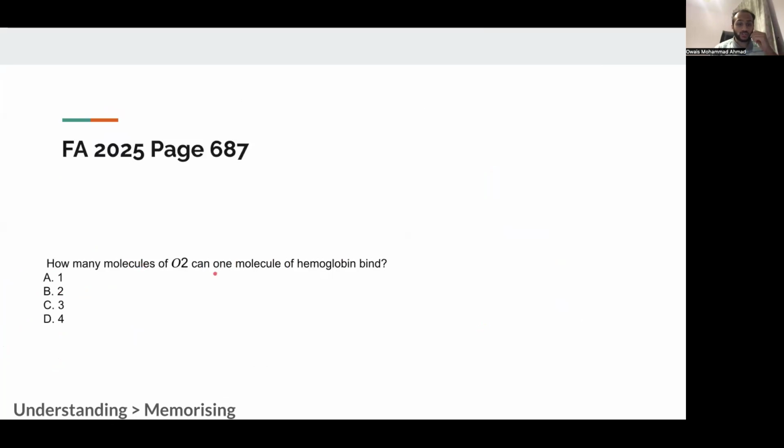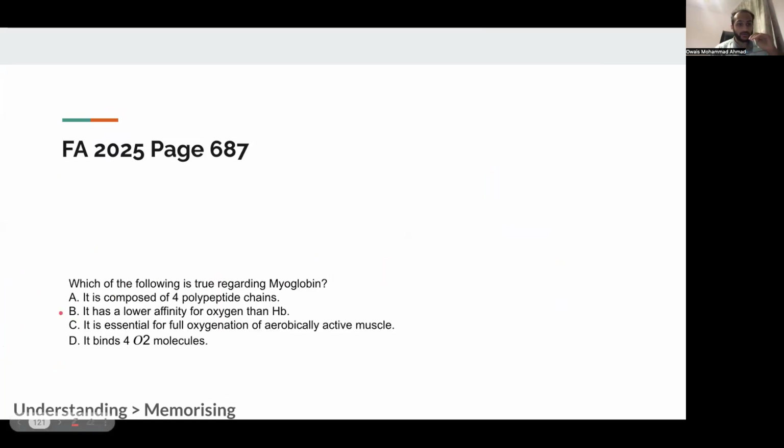Coming into here, the questions. How many molecules of O2 does one hemoglobin bind? So 1, 2, 3, 4. Remember, it's a tetramer, so it's going to be 4 molecules.